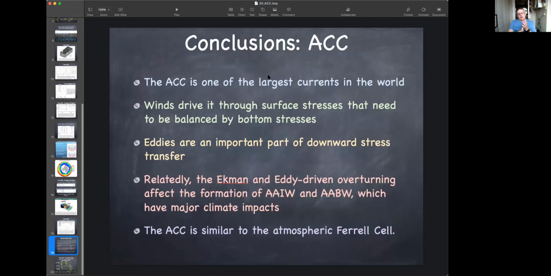So, in conclusion, the ACC is one of the largest currents in the world. Winds drive it through surface stresses that need to be balanced by bottom stresses. Eddies are an important part of that downward stress transfer in this residual mean or thickness weighted mean sense. And relatedly, the Ekman and eddy-driven overturning are in opposition, and they affect the formation of Antarctic intermediate water and Antarctic bottom water. So you have to add those two pieces together to get the picture of those overturnings in the ACC, and it's very similar to the atmospheric Ferrel cell in the way that it works, that all these pieces work out. The end.